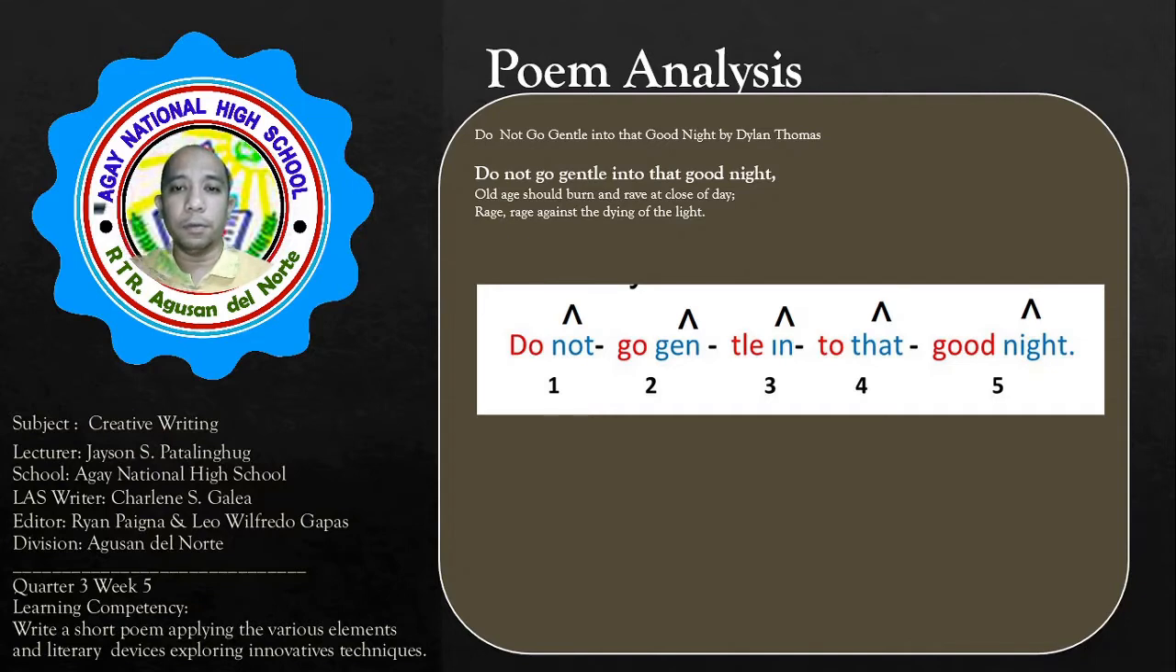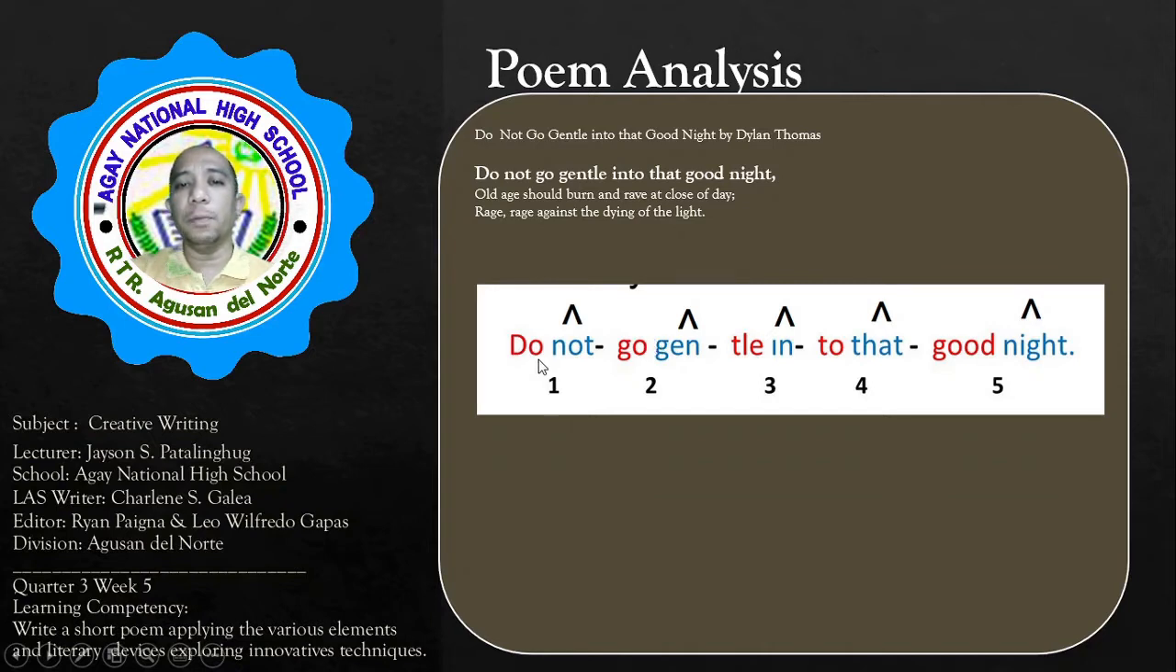Do not. Okay, you do not say do not, but you say do not. So not is stressed. Go gentle. Okay, the gen is stressed. Then to is unstressed. Into that good night. If you take a look, it has a pattern: unstressed followed by stressed, then unstressed followed by stressed syllable. So that's an iamb.